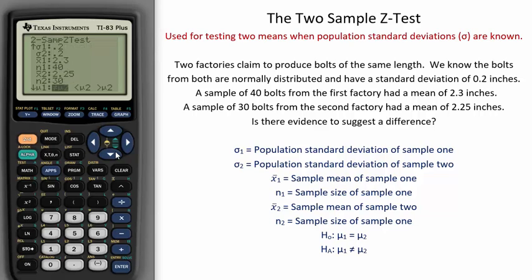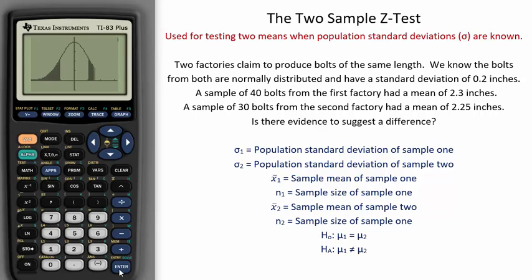Finally, we have to choose our alternative hypothesis. We want to see if there is evidence of a difference in size of bolt from factory 1 and factory 2. So is there evidence of a difference between the true mean of factory 1 and the true mean of factory 2? We have selected the correct alternative hypothesis. Go ahead and go to Draw to see your results on the normal curve.